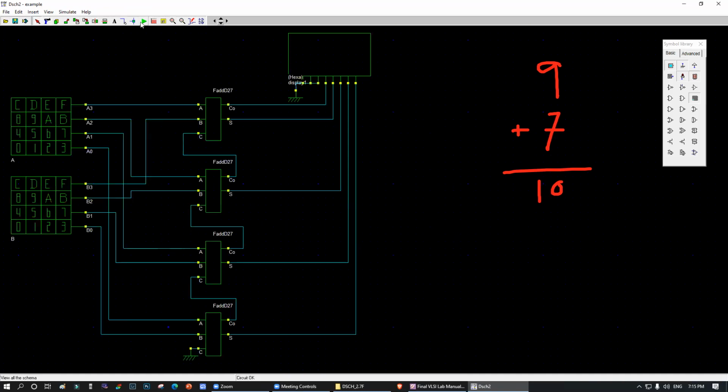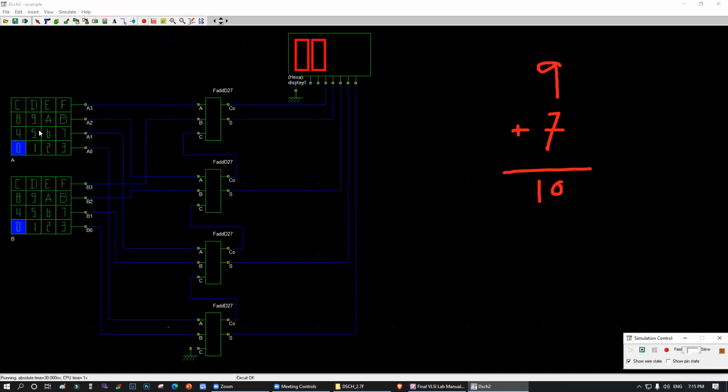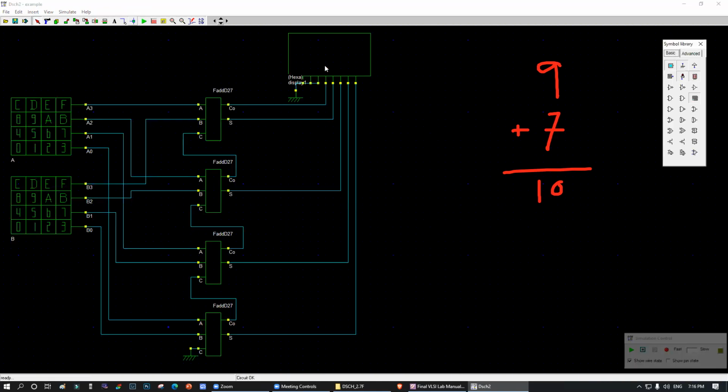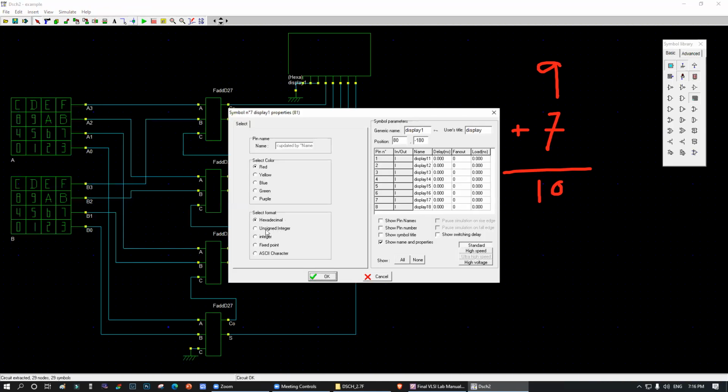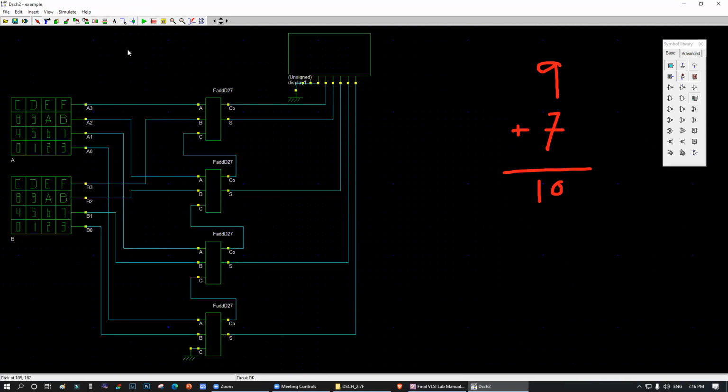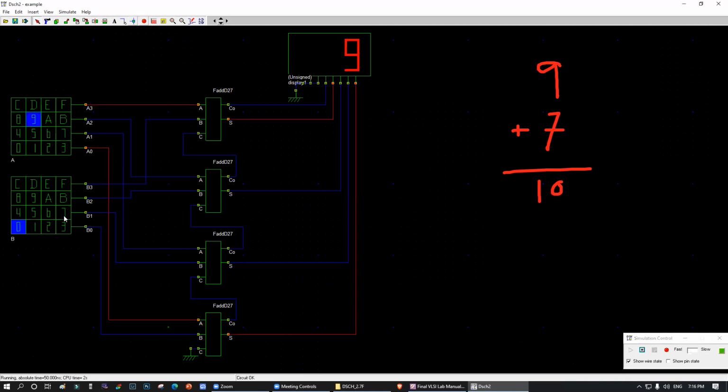Now I want you all to see this. Again, it is hexadecimal. 9 plus 7, it should be 10. It is 10. But once I double click and change the hexadecimal to unsigned decimal, you can see the result in decimal. So 9 plus 7, the result will be 16. Understood, everyone? Yes. Okay, this was very easy, right?